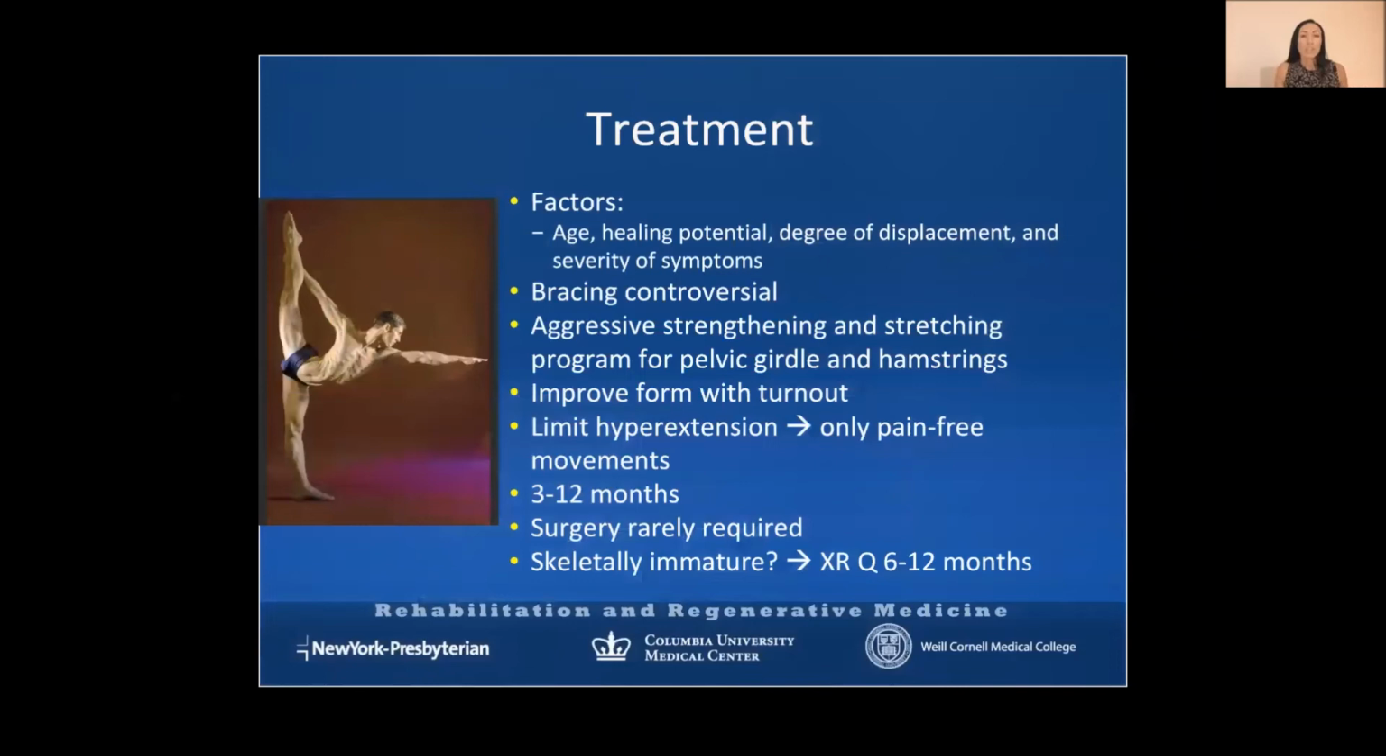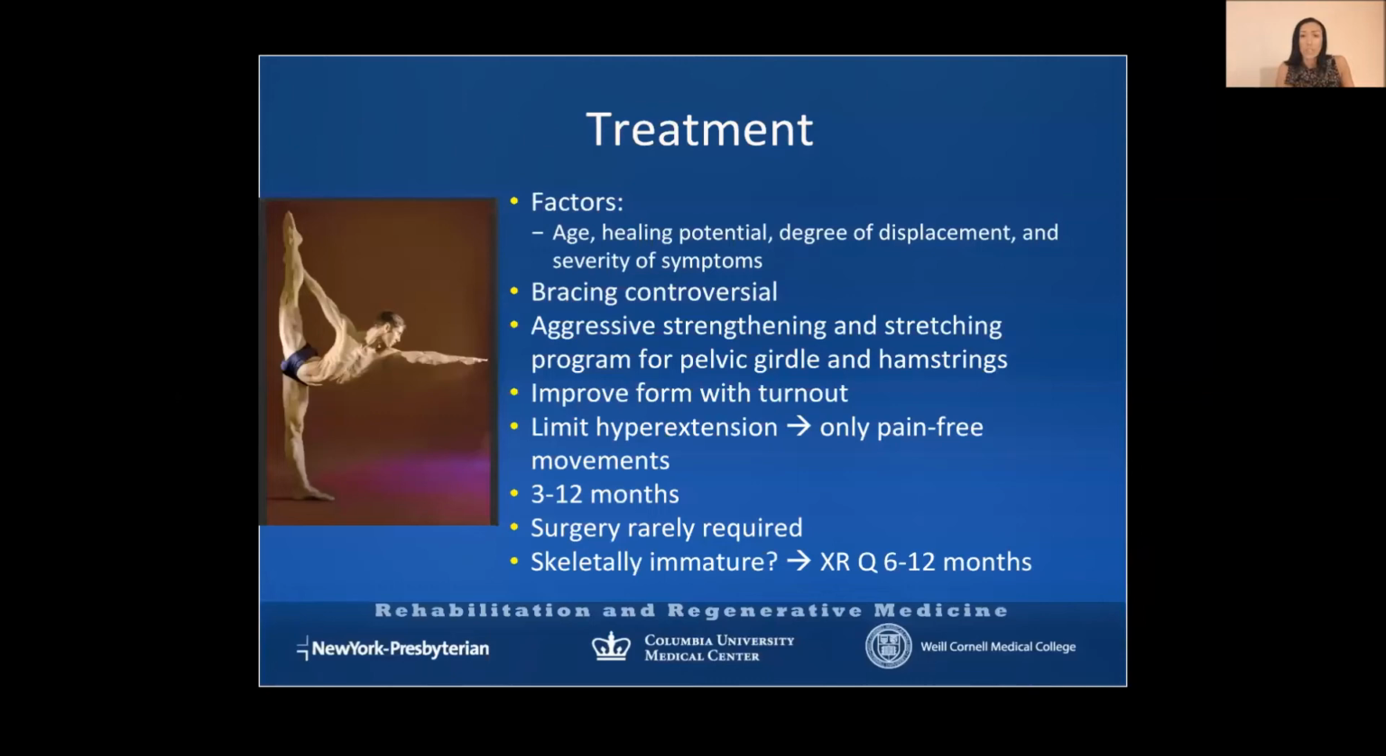In terms of treatment, bracing is really controversial. They used to brace for 23 hours a day, which is really hard to adhere to. The main thing you want to do is limit their hyperextension and then try to strengthen their pelvic girdle. This can take anywhere between 3 to 12 months to heal, but surgery is rarely required. Also, if a dancer is skeletally immature, you may want to consider getting x-rays every 6 to 12 months until they're done growing, just to make sure they're healing appropriately.